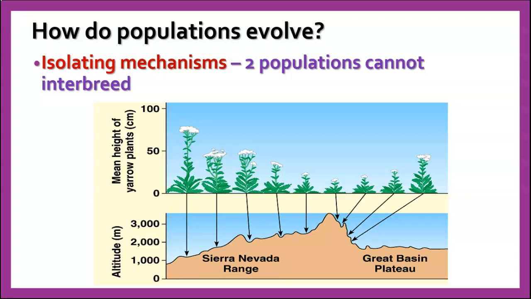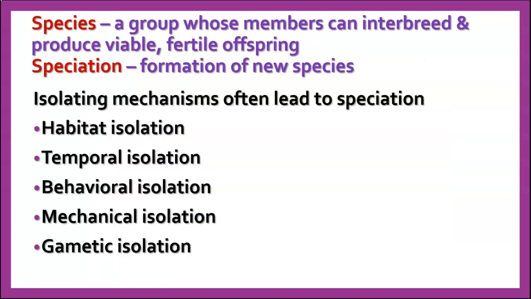So let's look at some examples of isolating mechanisms. By definition, a species is a group whose members can interbreed and produce viable, fertile offspring, meaning that the offspring can survive and they're able to reproduce. When you form a new species, that's called speciation, and we'll talk a little bit more about species coming up pretty soon.